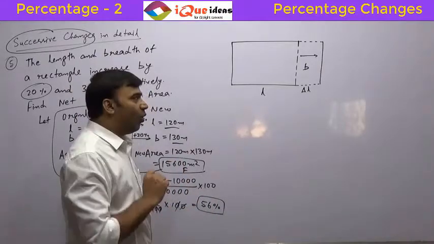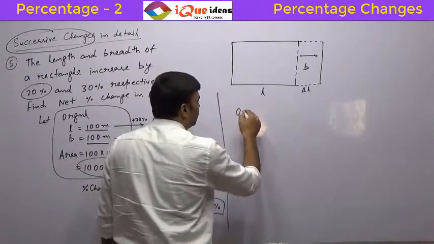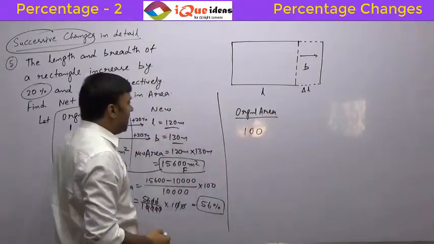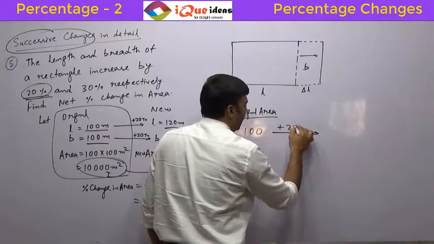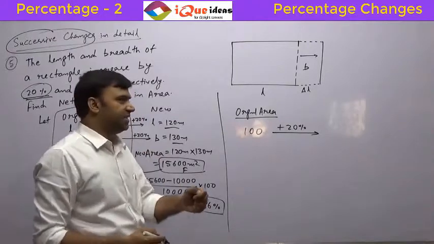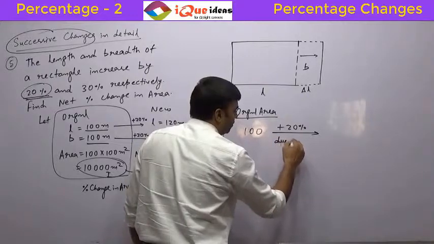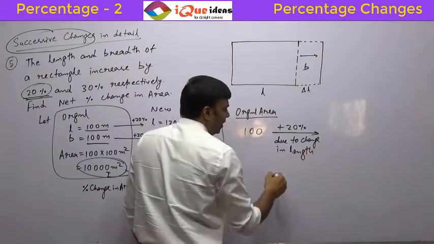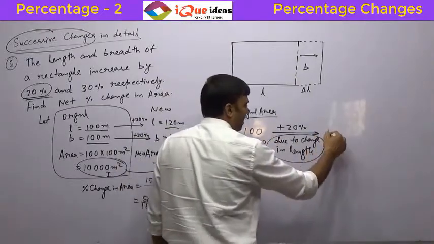But one by one. So that means we can apply our original method, one more method that we had. We can assume original area to be 100. Then, because length has increased by 20%, I'll increase area by 20%. Just now we said, whatever is the percentage change in length or breadth, the same percentage change will be applied in area. The only condition is one after the other. So area will increase by 20% due to change in length. Now 20% of 100 is 20. If it is added, it becomes 120.